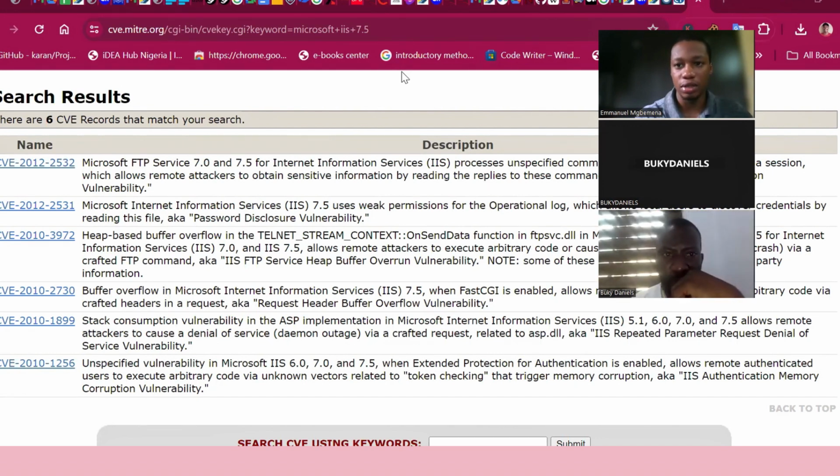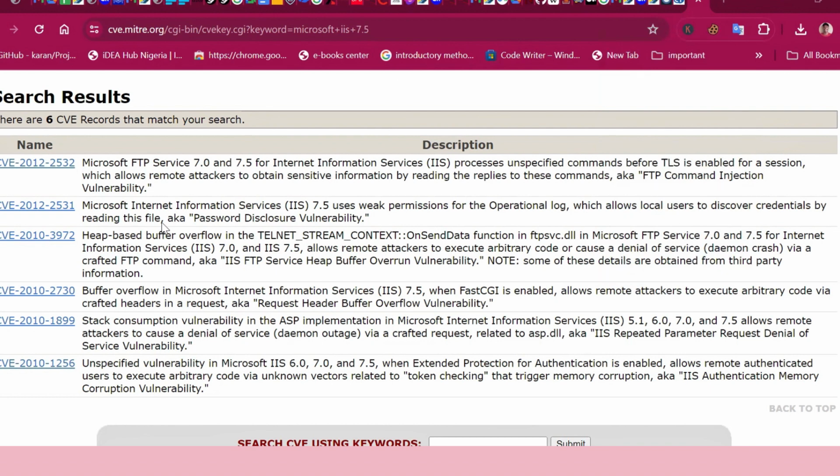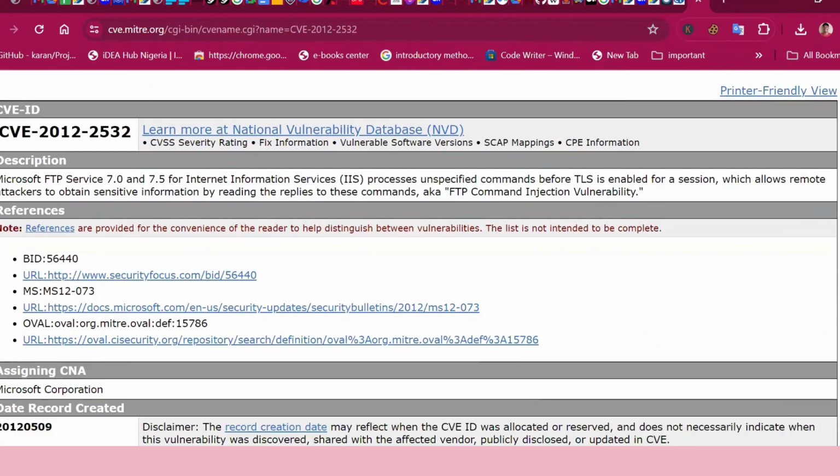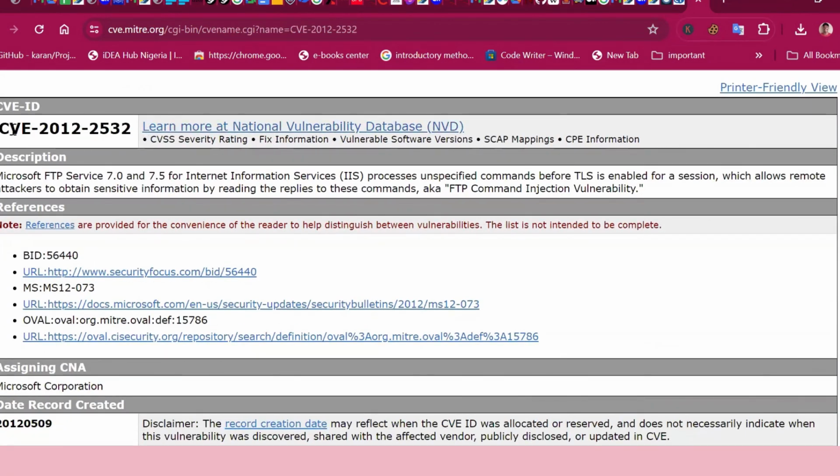Okay, let's see everything. All right, so looking at all these, I think the most recent will be better. CVE 2012. Let's see this one. So the CVE ID here is CVE-2012-2532.